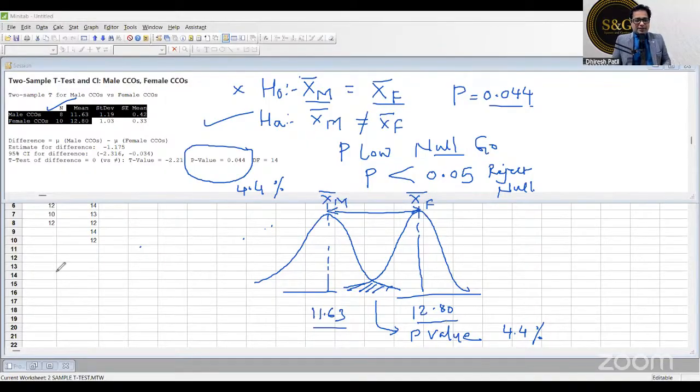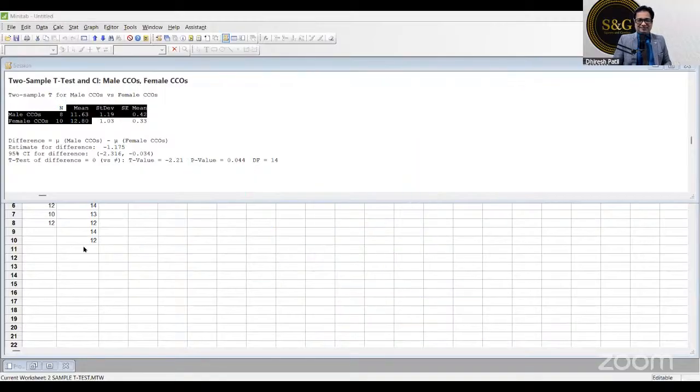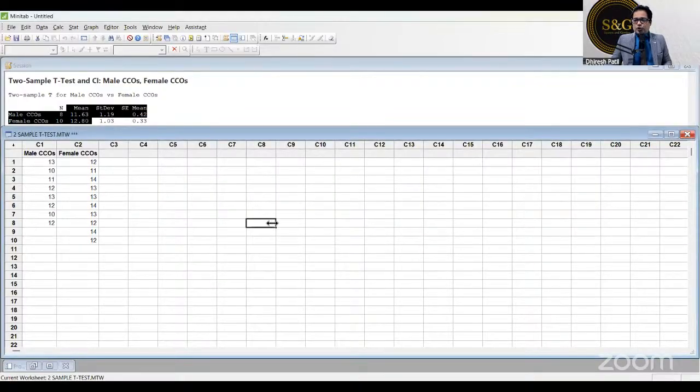Okay, and this is called as two sample t-test. Okay, very good. Now let's do one thing. Let's go for the next level, which is called as paired t-test. I've just shared one file with you.